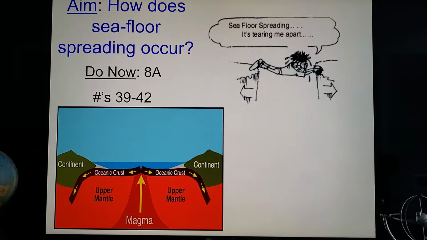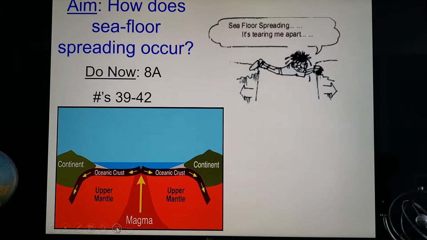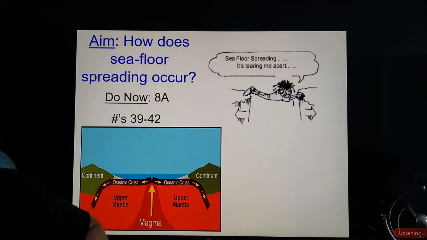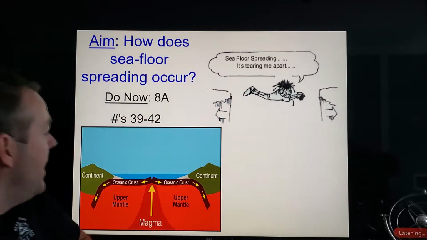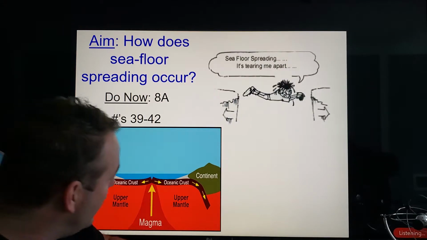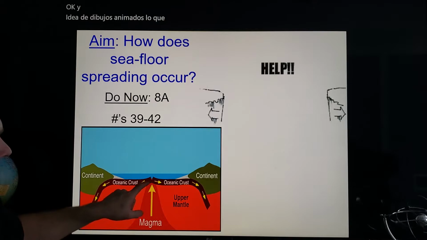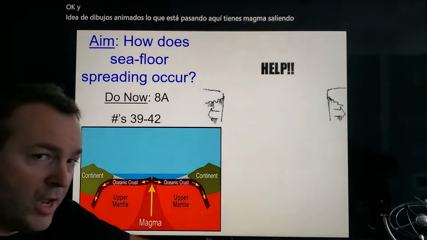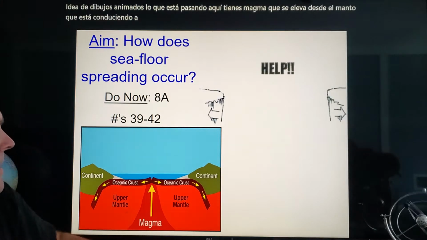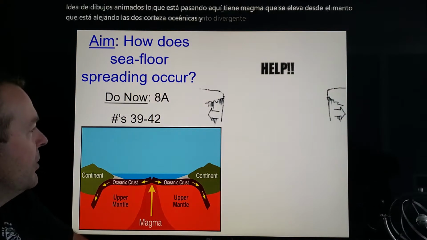All right, let's dive into our lesson on ocean floor spreading here. Get those subtitles going. Okay, and that gives you a little cartoon idea of what's going on here. You have magma rising from the mantle. It's driving the two oceanic crusts apart. It's called divergence. And the ocean gets bigger, and of course the continents move. And that's what we're going to chat about today.